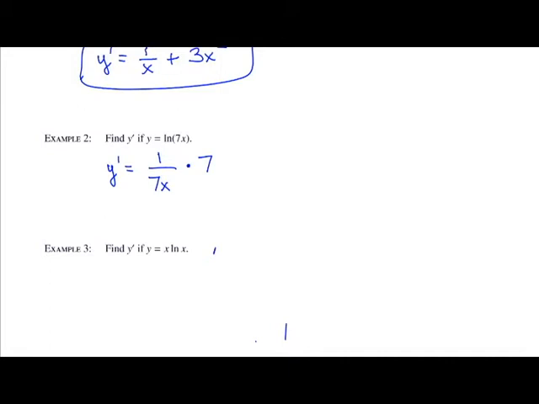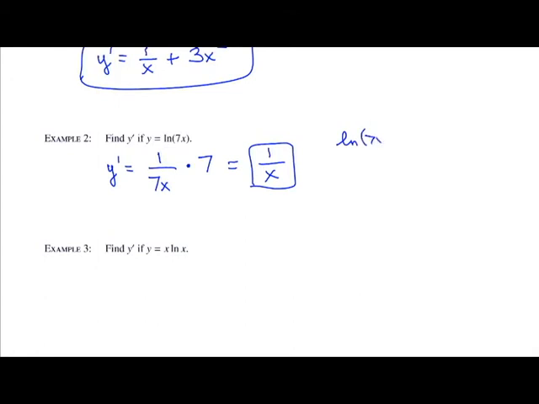And then what happens with the 7s? They cancel. And it is actually 1 over x. So it's actually the same as the derivative of the regular log. Now there is an algebraic argument that you could use to show that this should work out the same way. Let me briefly talk about that.